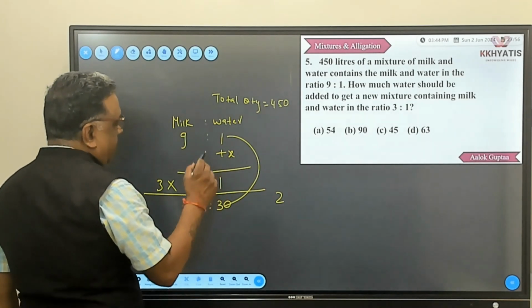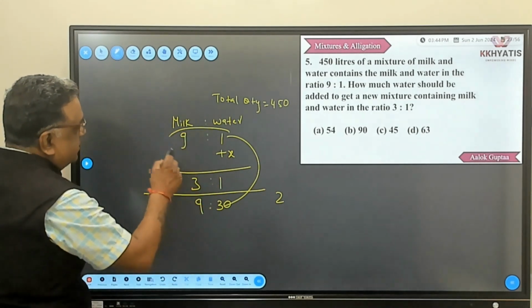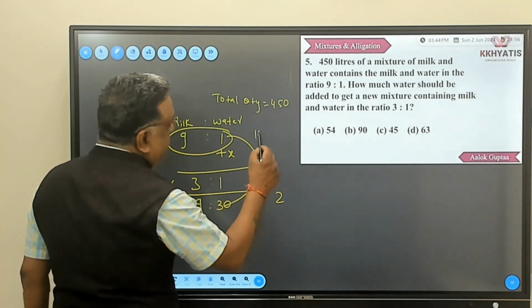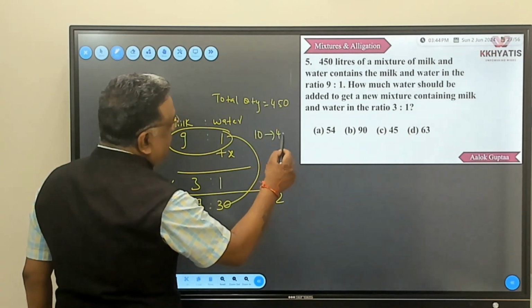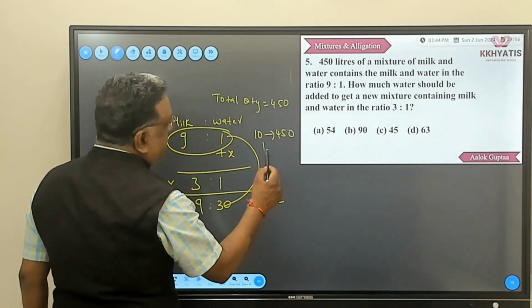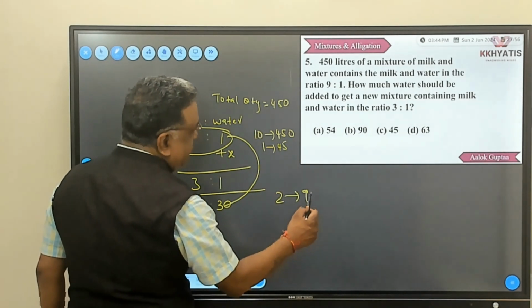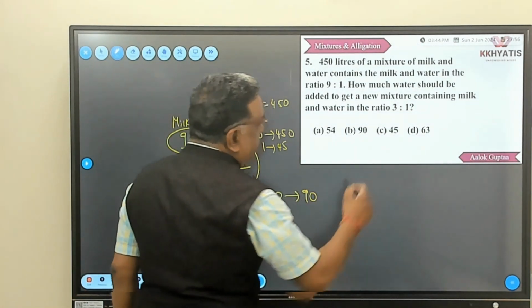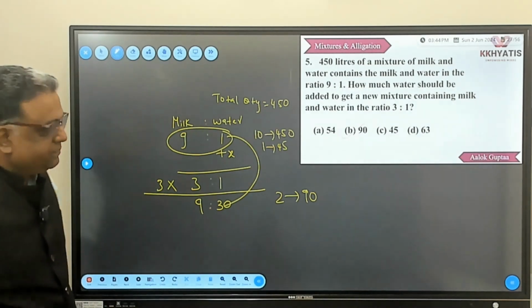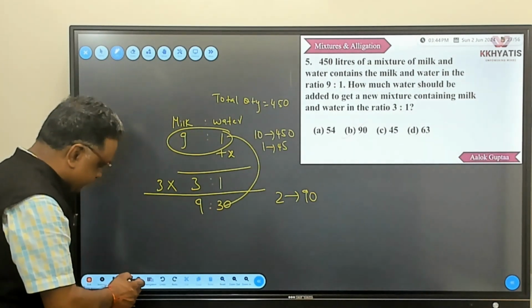Okay, now what is the value of this? 10, 9 plus 1, 10, whose value is given to me as 450. So 1 will be 45. So 2 will be 90. So 90 liters of water I will add to make the ratio 3:1. Correct? Next.